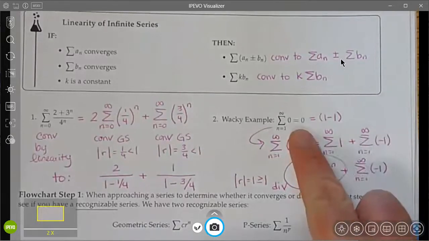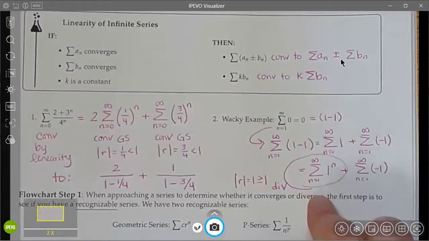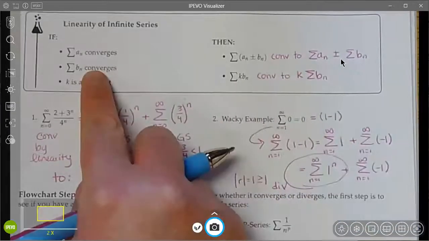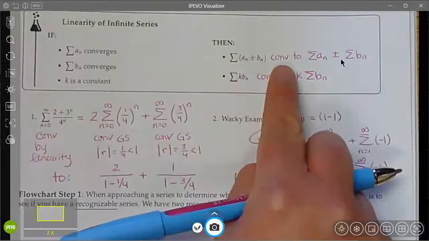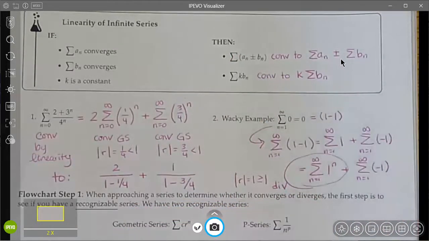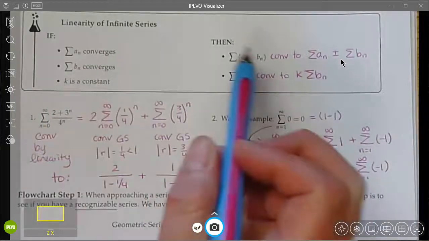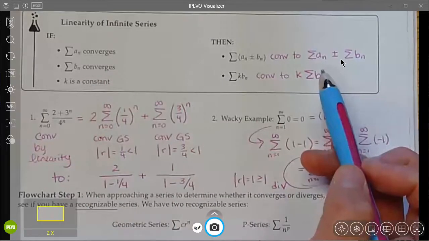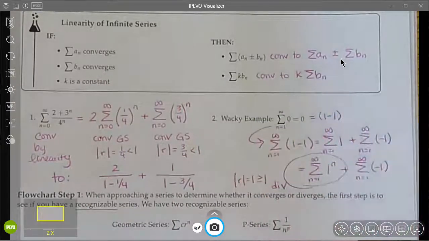But that converged, right? So what am I trying to show you here? What I'm trying to show you is that this property doesn't work in reverse. You can't take a series that converges, split it into two pieces, and then claim each piece on its own converges. This property doesn't work that way. It only goes one direction. You have to know the pieces on their own converge, and then you can apply that to find the convergence of them being added or subtracted.